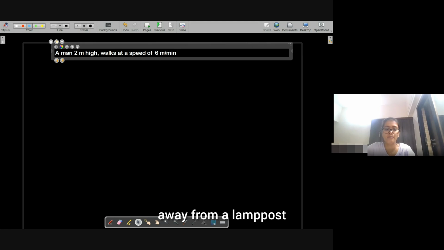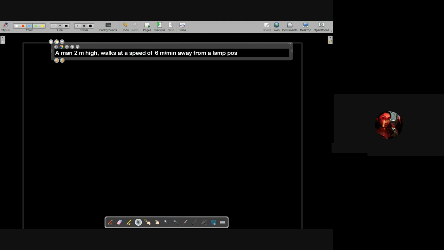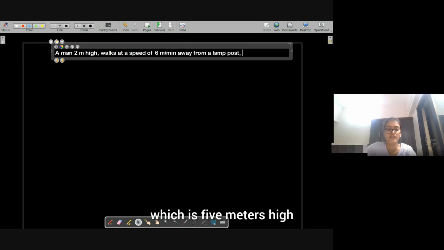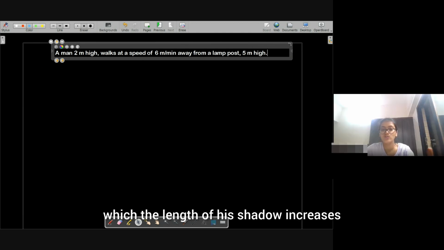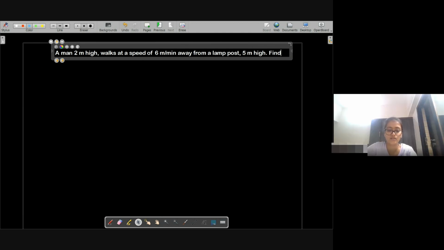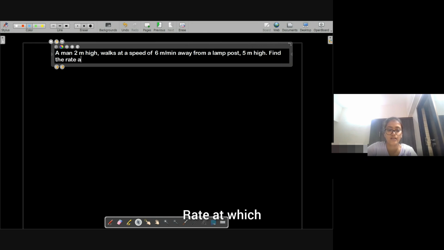away from a lamp post which is 5 meters high. Lamp post, 5 meters high. Find the rate at which the length of his shadow increases. Rate at which the length of his shadow increases. His shadow.